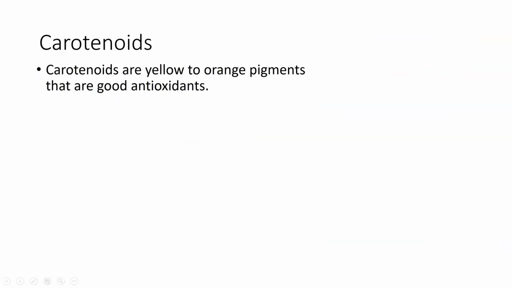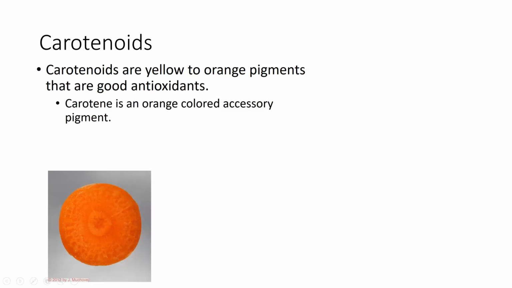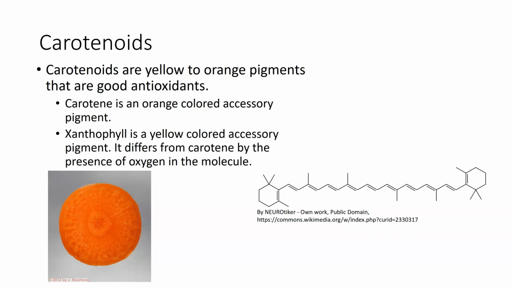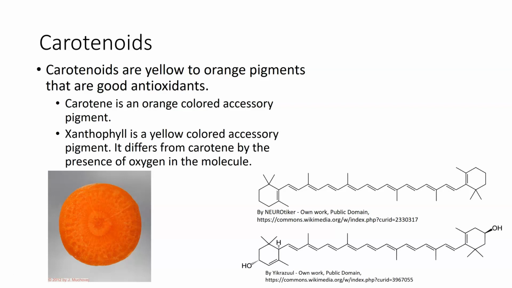Carotenoids are yellow to orange pigments that are good antioxidants. Carotene is an orange-colored accessory pigment. The color of the carrot is due to carotene, which is a precursor to vitamin A. Notice the structure of the carotene molecule, which is a hydrocarbon. Xanthophyll is a yellow-colored accessory pigment. It differs from carotene by the presence of oxygen in the molecule. Note the oxygen on the ends of the molecule.